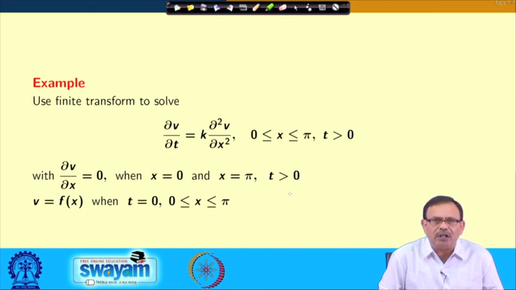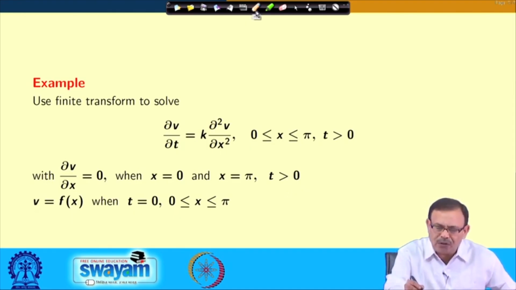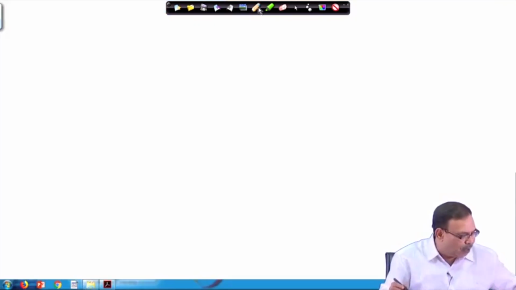Please note that it is with respect to the variable x, not with respect to t, since the value of x lies in a finite region 0 to pi, and also the first derivative of v vanishes at the initial and the final point, that is at x equals 0 and at x equals pi. So, let us see the solution of this particular problem.